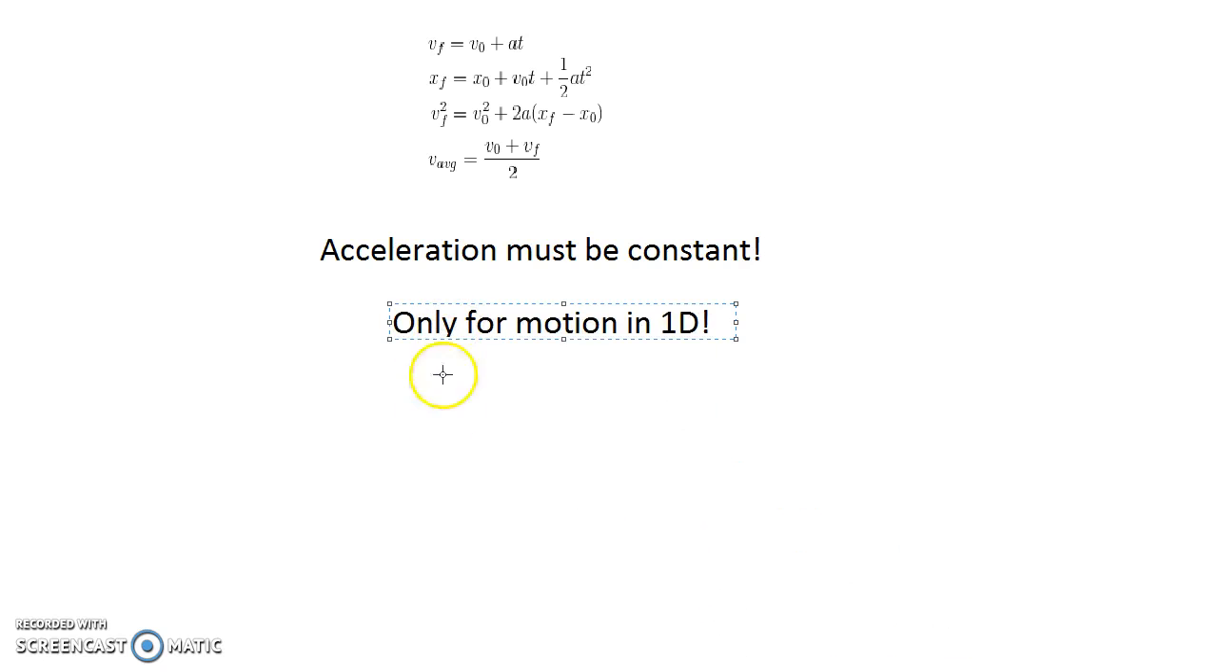Now there are two things that we need to keep in mind when putting into use any of these formulas. First off, acceleration must be constant. Acceleration here is treated as a constant, and it gets a little bit tricky if we try to put in a variable acceleration that's changing with time, because then we have a formula that's not based on one variable. We have a multivariable formula, and that's more tricky than we can put into use here. Second off, this is only for motion in one dimension.